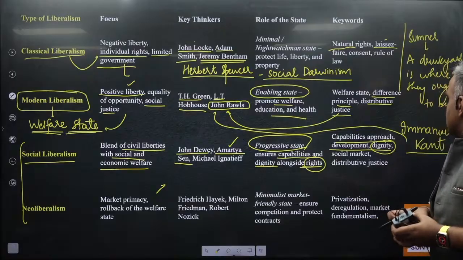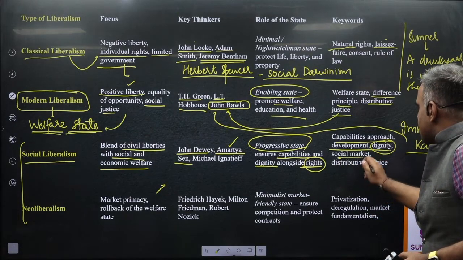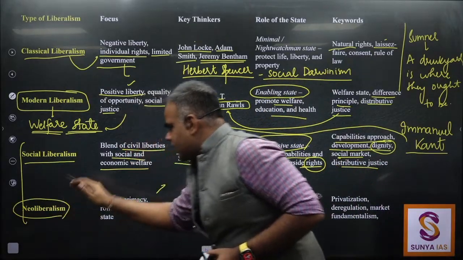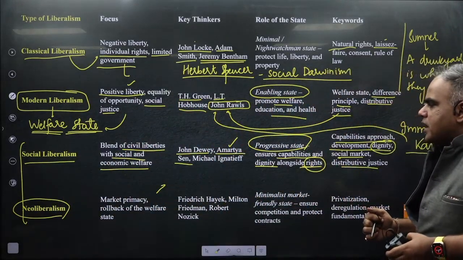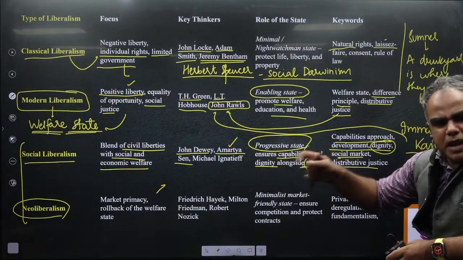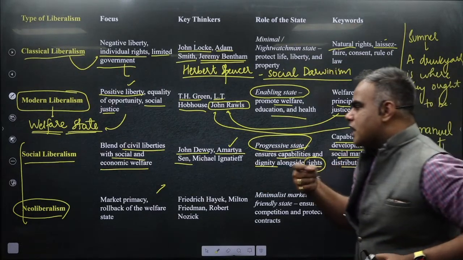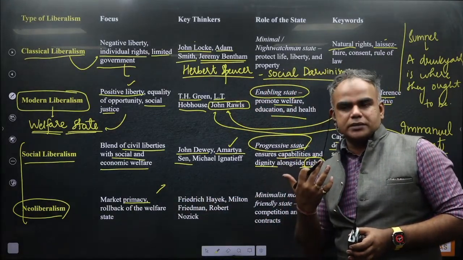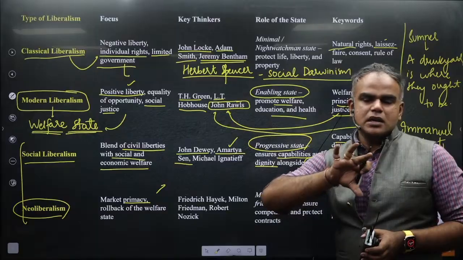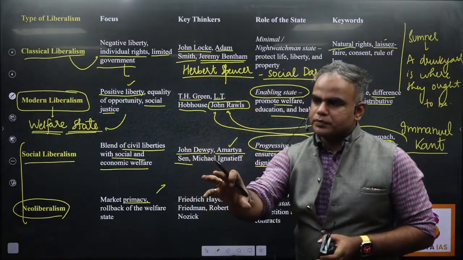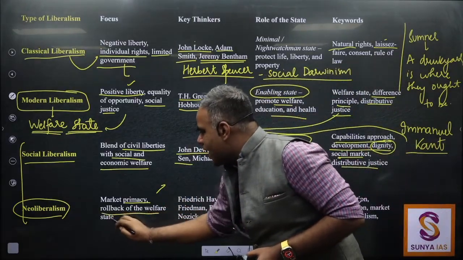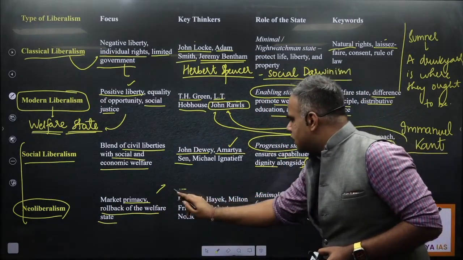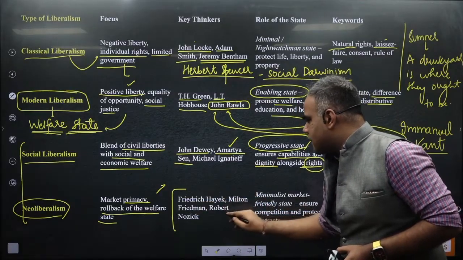Then of course you have talked about social markets and distributive justice, and then you have neoliberalism, which I'll take up again very shortly as a separate topic in itself. Now here, if I say market primacy or market fundamentalism, it makes the same sense. It will say roll back of the state, because the welfare state was having a very predominant role in its work. So I'll say, roll back the state. These are the very prominent persons: Friedrich Hayek, Milton Friedman, and Robert Nozick.